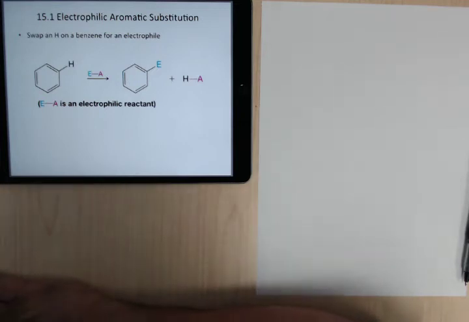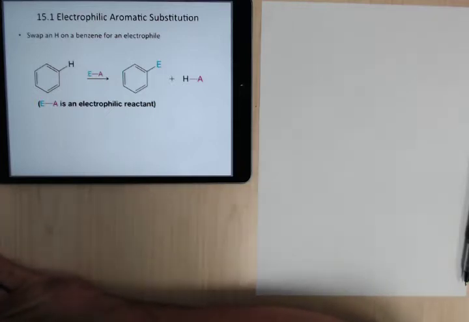Hello. So we're moving on to chapter 15. This is electrophilic aromatic substitution. Now in chapter 14 we talked about benzene, and now we're talking about some of the interesting chemistries with this. The first one is actually adding groups onto benzene, and they're all going to work the same general way, the same three steps.